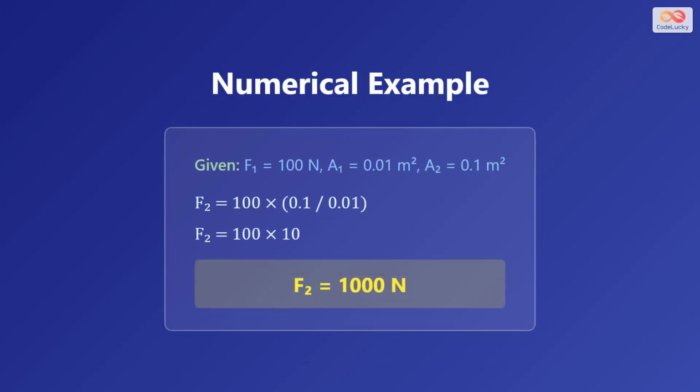Let's work through a numerical example to see force multiplication in action. Given an input force of 100 newtons, an input piston area of 0.01 square meters, and an output piston area of 0.1 square meters. Using our formula, F2 equals 100 multiplied by 0.1 divided by 0.01. This simplifies to 100 multiplied by 10, giving us an output force of 1,000 newtons. A small input force of 100 newtons has been multiplied tenfold to produce 1,000 newtons at the output.